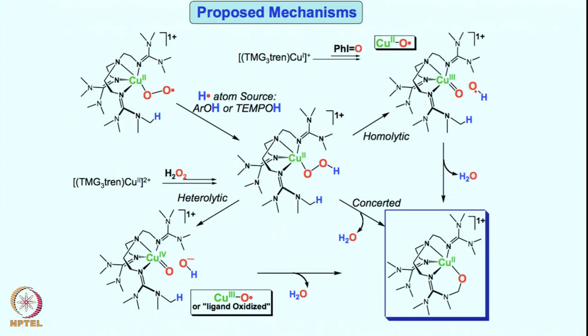If you look at this overall reactivity pattern, the copper mononuclear species will react with oxygen to give the copper oxygen intermediate, which is superoxo, fully characterized, and can abstract a hydrogen atom from the organic substrate to give perhaps the copper hydroperoxo intermediate, and subsequently oxygen-oxygen bond cleavage. The mechanism could be homolytic, heterolytic or concerted, but overall this water molecule can go out to give you this copper alkoxo intermediate, right.